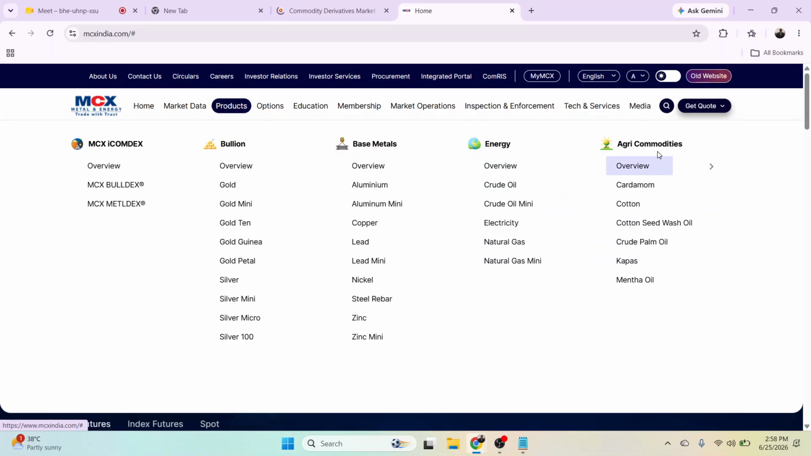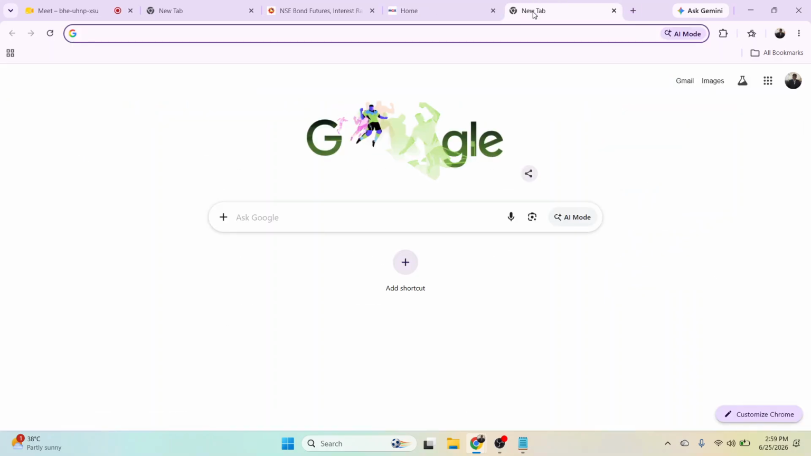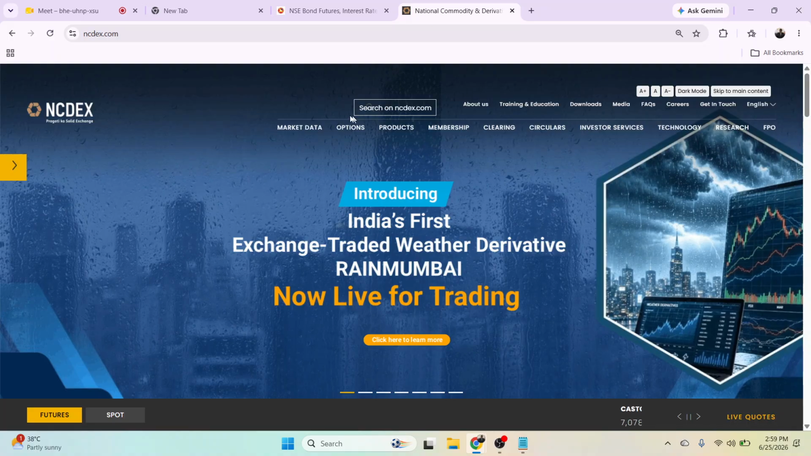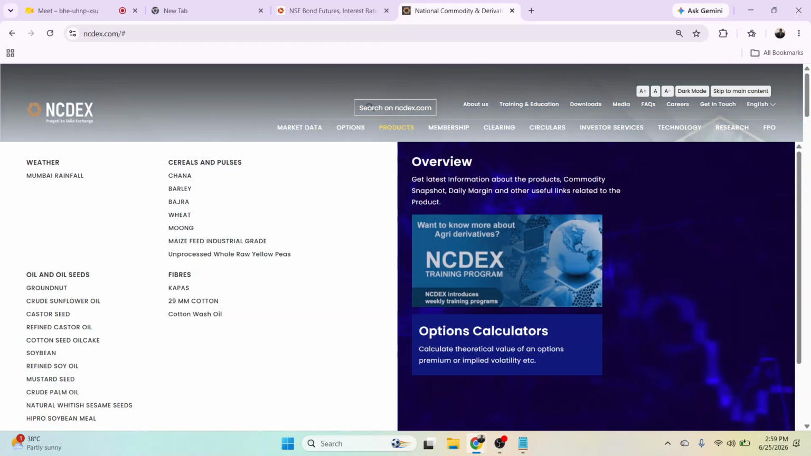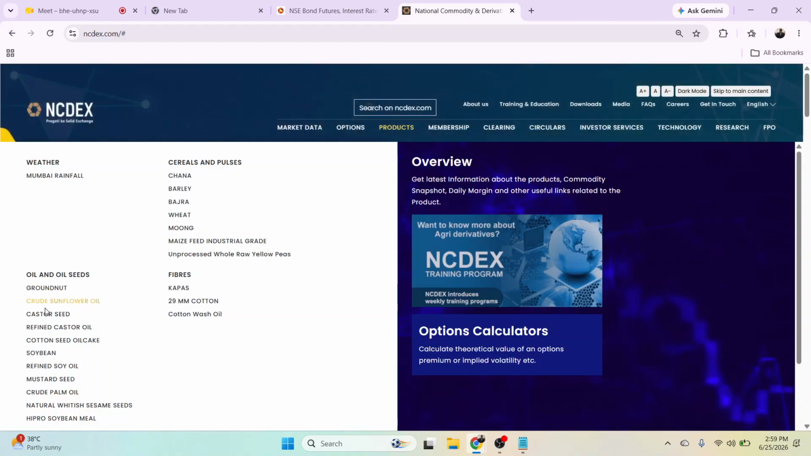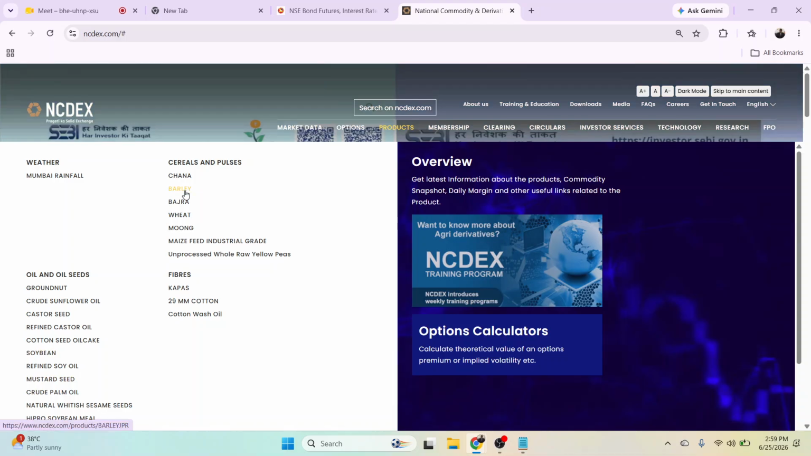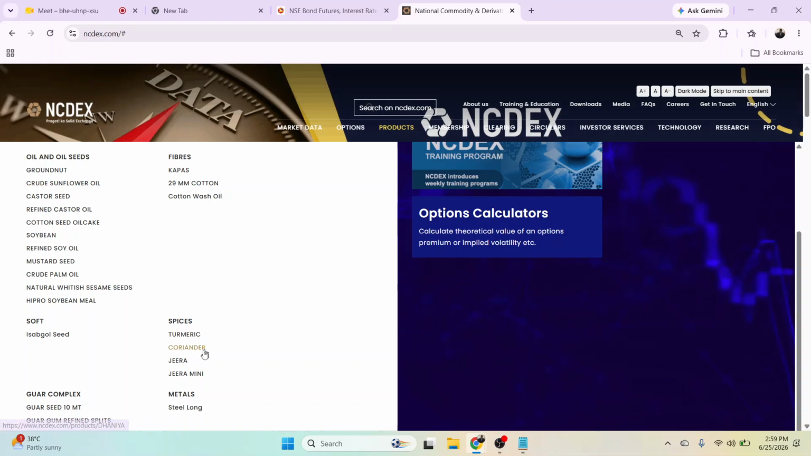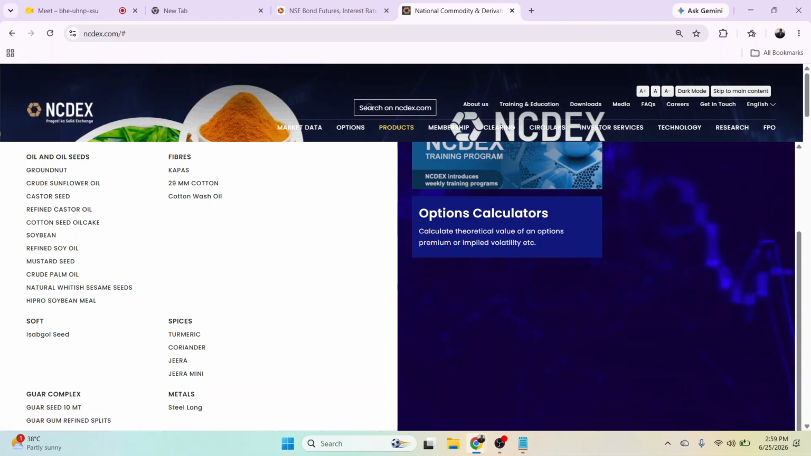And these are the few agro commodities. We have a specific exchange for the agro commodities, but a few agro commodities are traded on the MCX exchange as well, like cardamom, cotton, cottonseed, crude palm oil, kapas, and mentha. And as I've told you, there is another exchange, NCDEX, that is specifically for the agro commodities. Now you can see these are the products, like crude oil, groundnut oil, castor oil, soybean, mustard oil, chana, bajra, wheat, moong, kapas, cotton. Then we have spices like turmeric, coriander, jeera. Then one metal sector is also there, steel long.